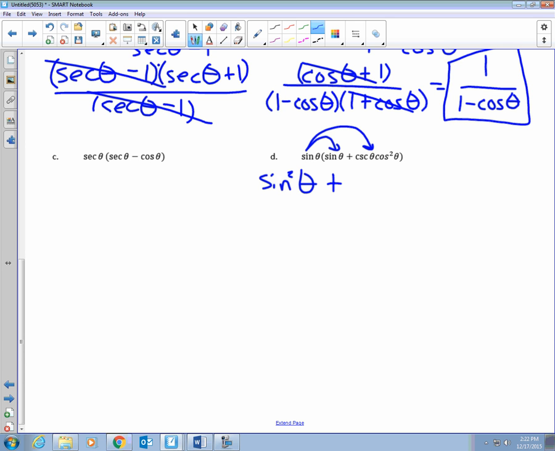Can I show you a shortcut? Remember before we wrote this secant of theta times cosine of theta? What's the relationship between secant and cosine? They're reciprocals, right? What do you get when you multiply two reciprocals? You get 1. What's the relationship between sine and cosecant? They're reciprocals. So we multiply, you'll just get 1 times cosine squared.